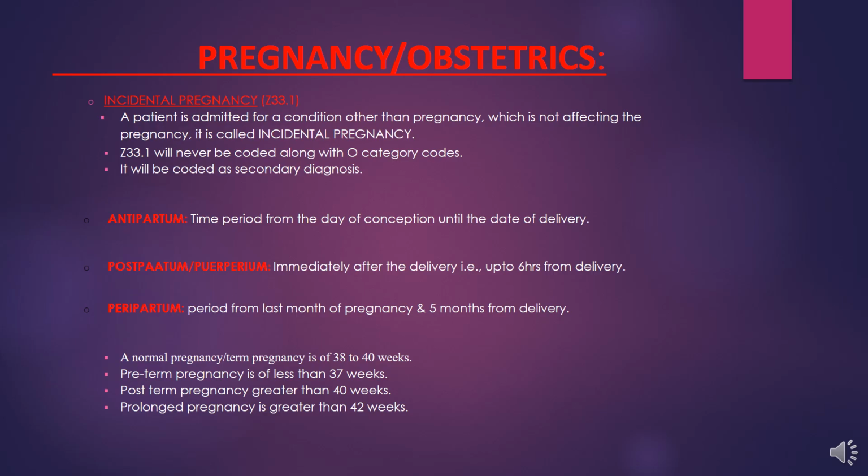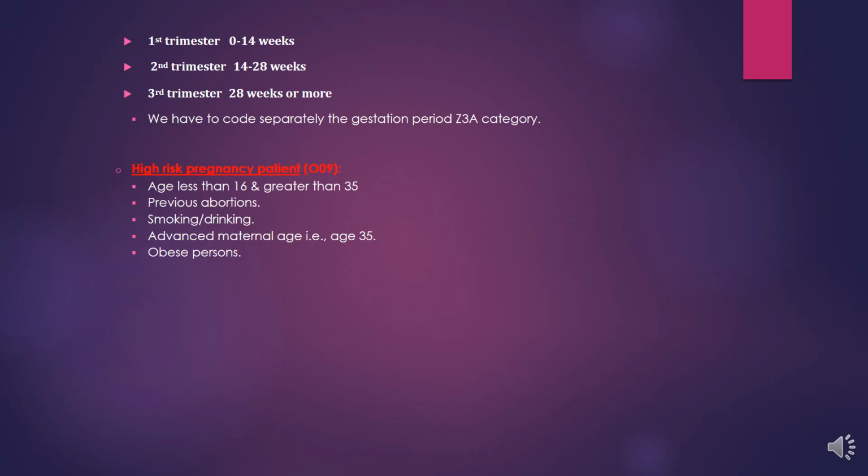A normal term pregnancy is 38 to 40 weeks. Preterm pregnancy is less than 37 weeks. Post-term pregnancy is greater than 40 weeks. Prolonged pregnancy is greater than 42 weeks. First trimester is 0 to 14 weeks, second trimester is 14 to 28 weeks, third trimester is 28 weeks or more. We have to code the gestation period separately, Z3A category.